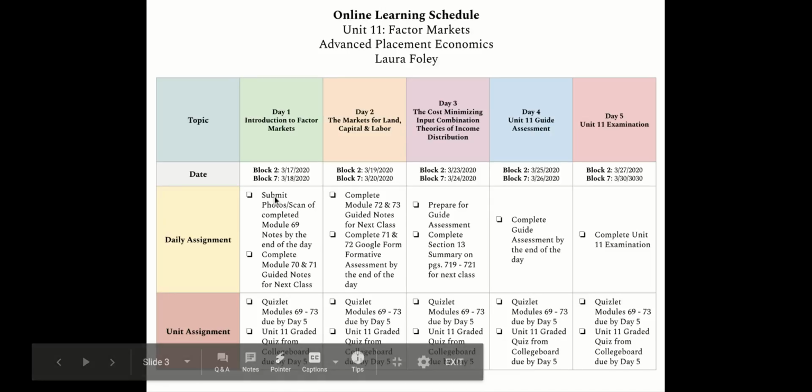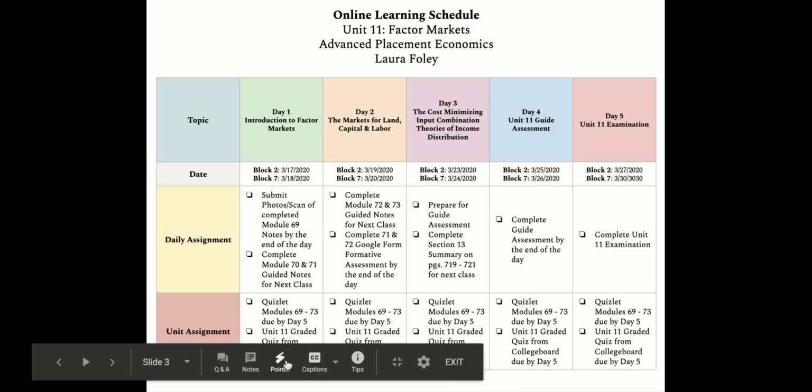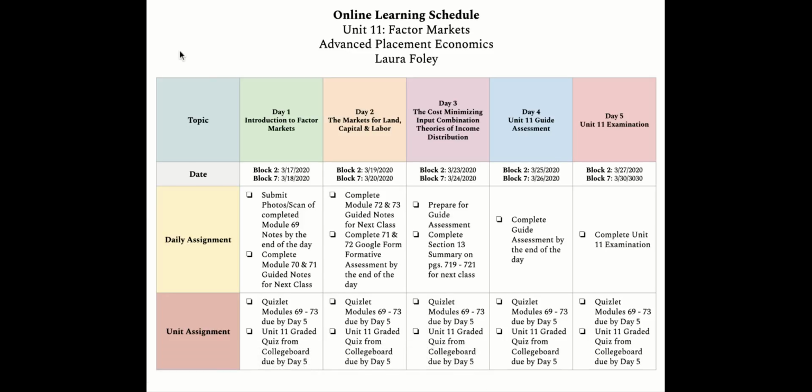However, there are some new terms, but you want to be taking a look at the Quizlet modules for 69 through 73, and that is going to be due by the end. So for block 2, I'm not going to check it for anybody until March 30th. Anything down here on this unit assignment, I am checking at the end on March 30th. Those are like our overview, usually due on the test day things. And then there's also going to be a Unit 11 graded quiz from the College Board. It's located in the exact same place that Unit 10 was, so make sure that you complete those, okay?